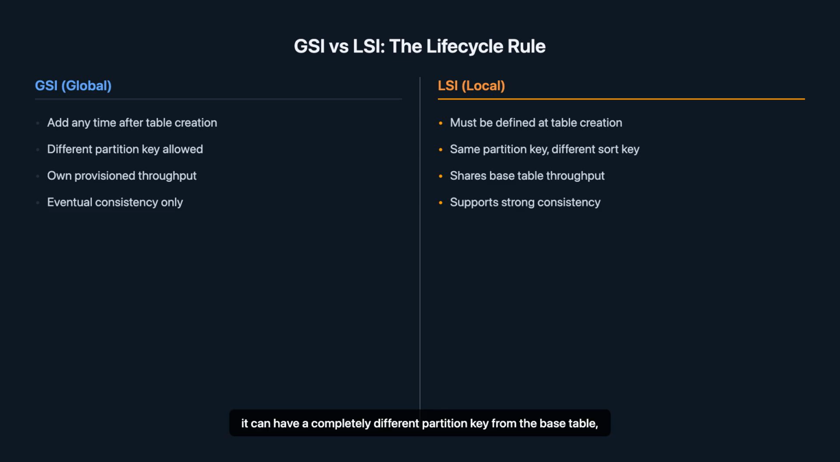It can have a completely different partition key from the base table. It gets its own provisioned throughput, and it only supports eventual consistency. On the right, the local secondary index, or LSI.